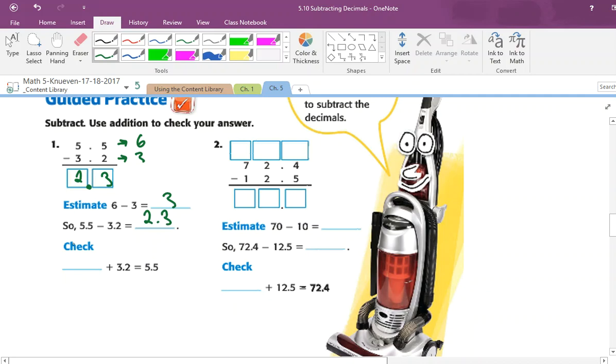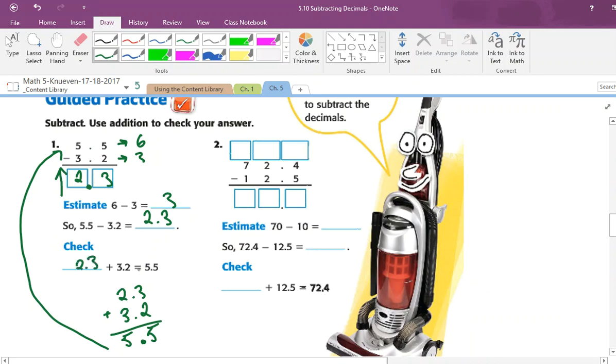And so I can check it and say, well, 2.3 plus 3.2 equals, well, 2 and 3 is 5. I bring down my decimal point. 3 and 2 gives me 5 again. And that's exactly what we started with up here. When I am adding this back in here, I'm working simply backwards from the bottom up of my problem. So yes, 2.3 plus 3.2 equals 5.5.